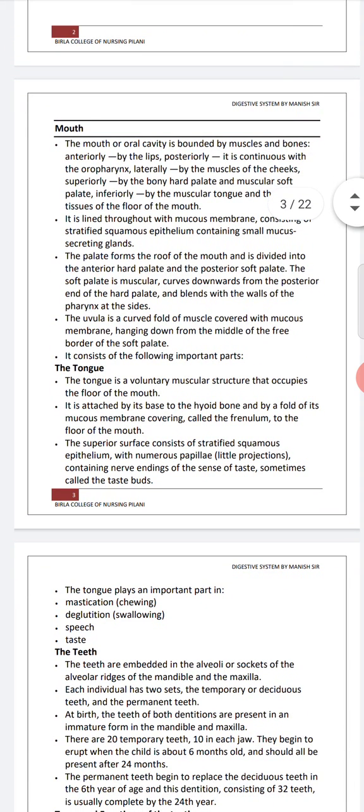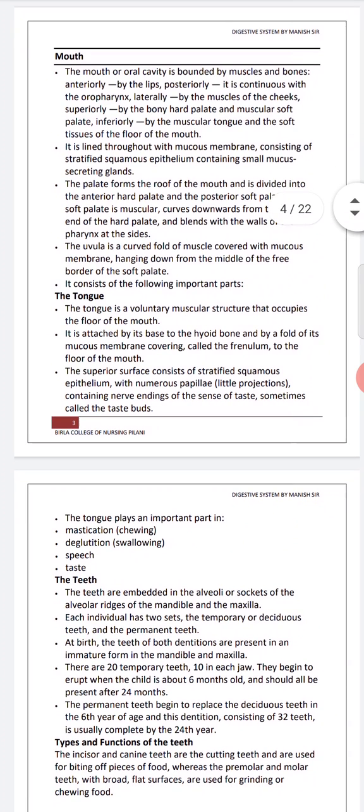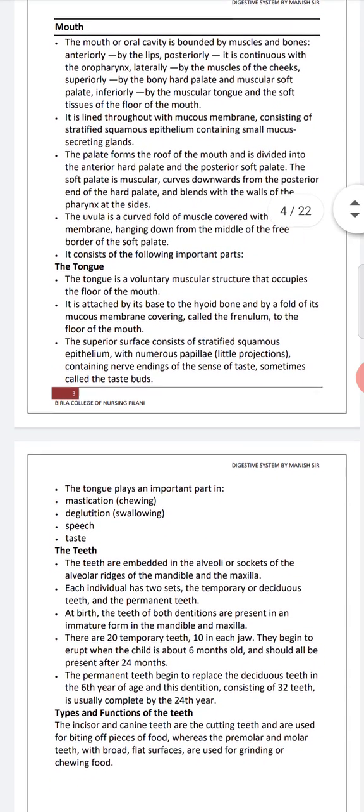Your mouth has some important parts such as the tongue and teeth. The tongue is a voluntary muscular structure that occupies the floor of the mouth. It is attached by its base to the hyoid bone, and by a fold of mucous membrane called the frenulum. Okay, its base is attached by the hyoid bone. If you elevate the tongue upward you will see a fold, that is called the frenulum. It is a fold of mucous membrane.